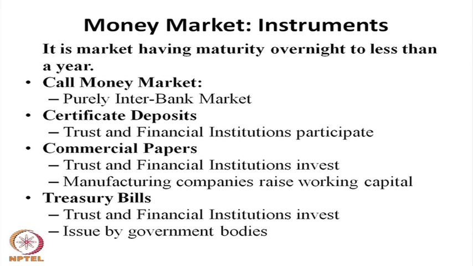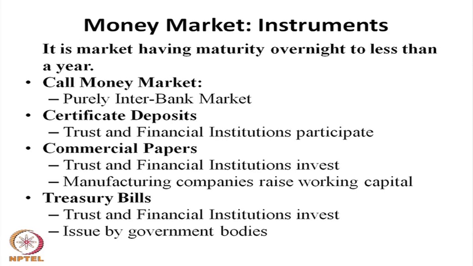Similarly, we have the commercial paper market. Commercial paper is used to meet the working capital requirement of manufacturing-side, non-financial companies. To meet their working capital requirement, they raise money through commercial paper, and trusts and financial institutions participate as investors. Commercial paper is a highly rated instrument; without a rating it cannot be issued in the Indian financial system. Another segment of the money market is the treasury bill.